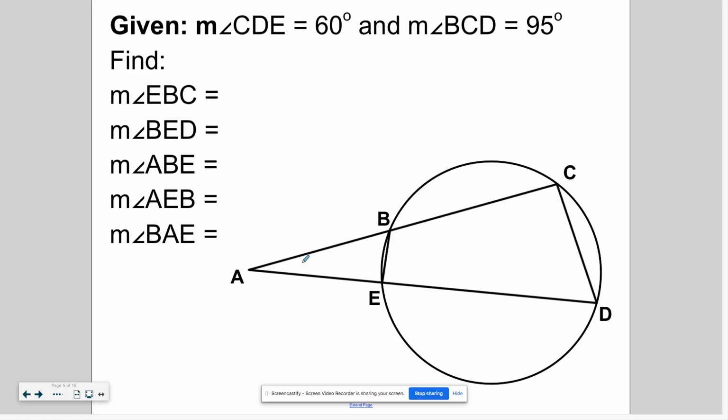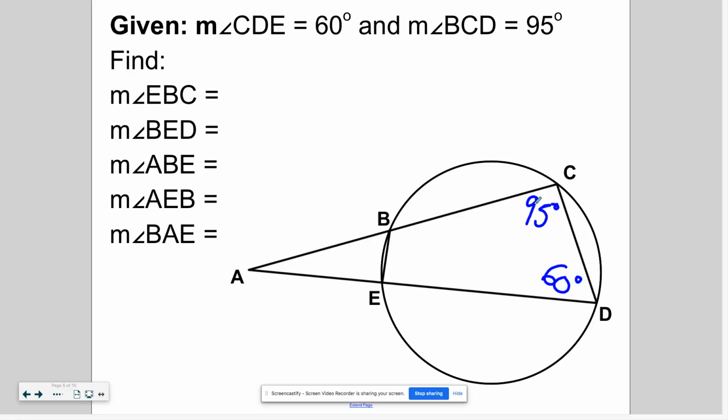Okay, we got a new theorem here we're going to look at. But first, to warm up to it, you can see we have an external angle there. We're just going to work with some numbers to see how things work, and then we'll summarize it in a proof. So CDE is 60 degrees. BCD is 95. Those are given to us.